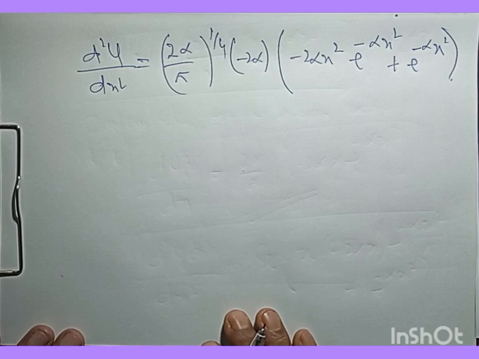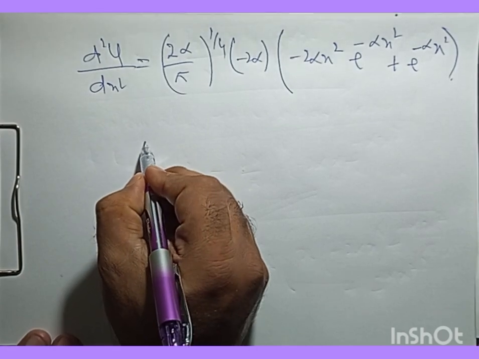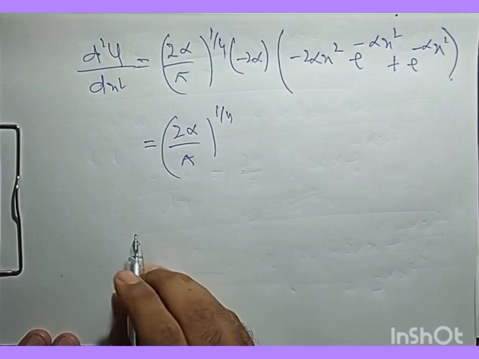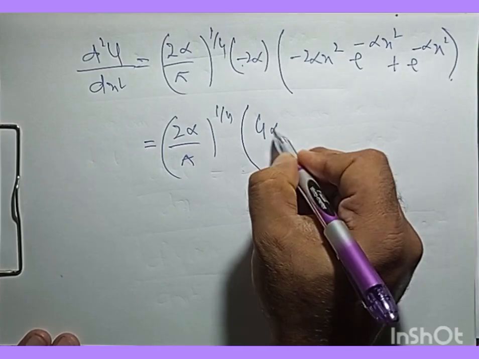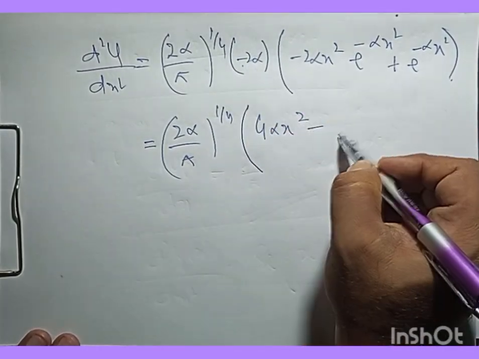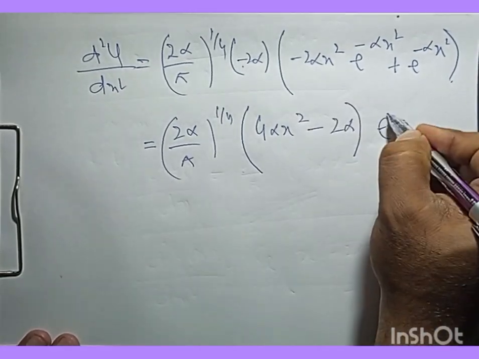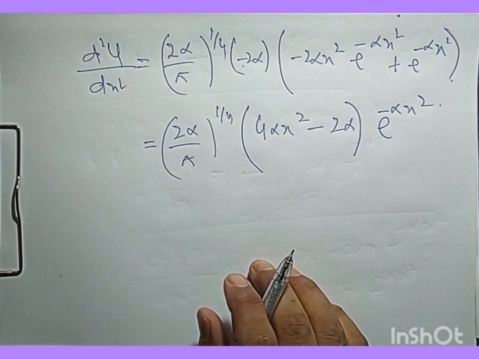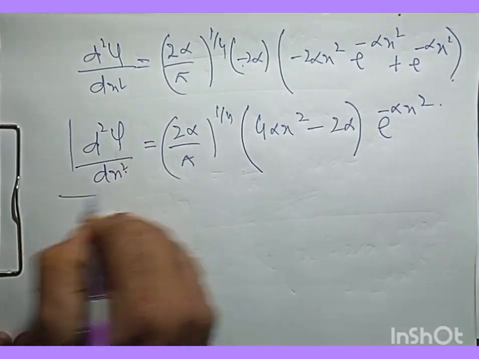Okay, this should be the case, and what we will get is (2 alpha by pi) whole raised to the power 1 by 4, and this will be minus minus plus: 2 twos are 4, so 4 alpha x squared, then minus, so minus plus is minus, then 2 alpha, and what will be out is e to the power of minus alpha x squared. So this is my double derivative of this wave function, d2 psi by dx2.